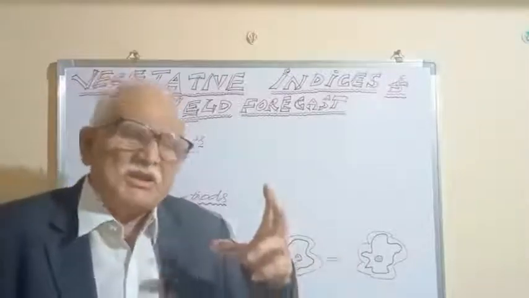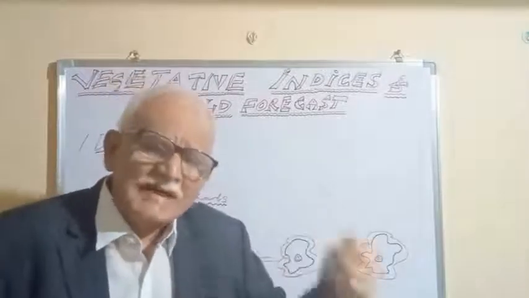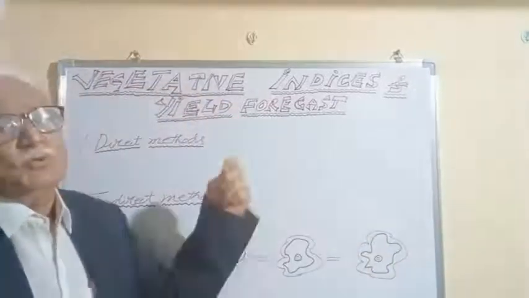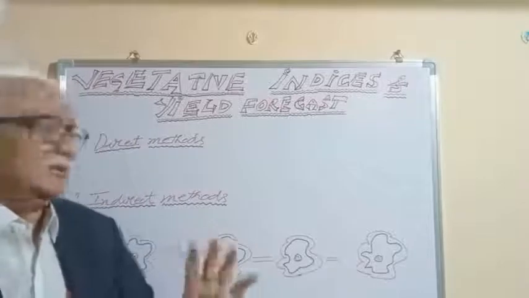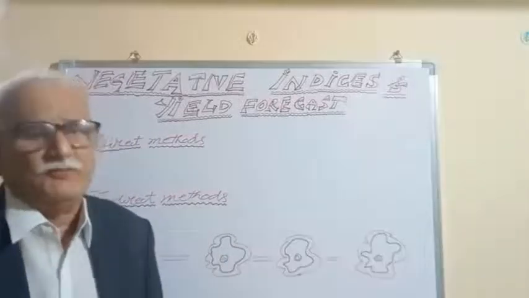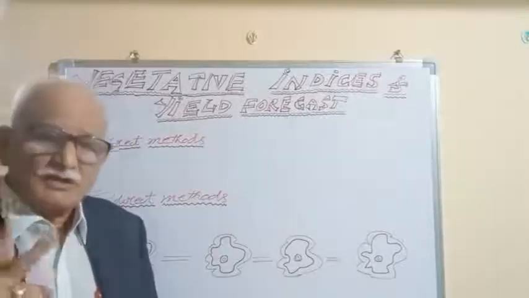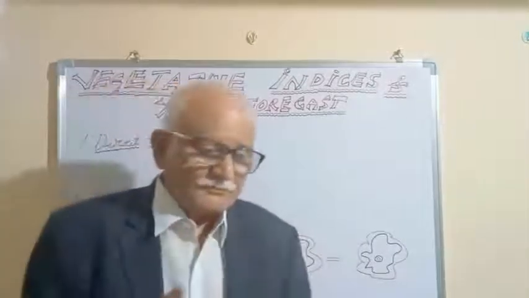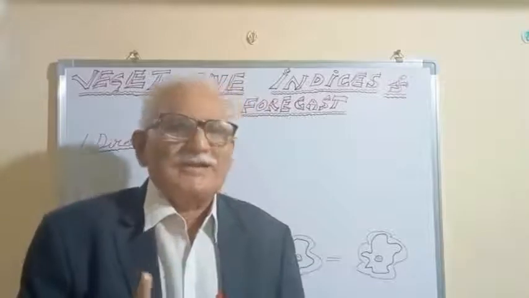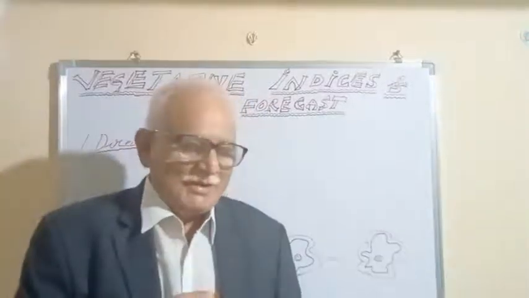So in a very simple way, what is the direct method of yield estimation through remote sensing? What is the indirect method of yield estimation? That's what I am going to tell you in a very brief form. Now, as you know, there are two basic indices. Number one is the ratio vegetation index, RVI.